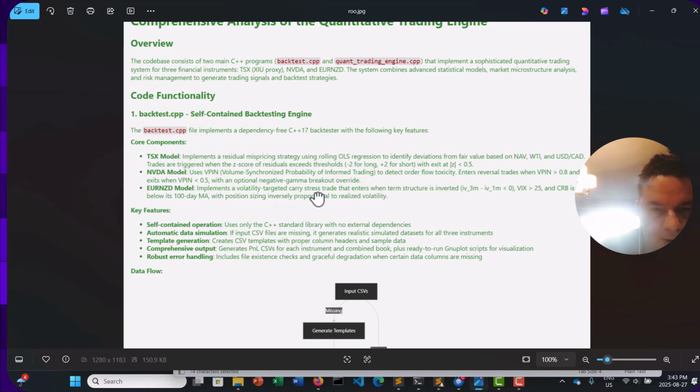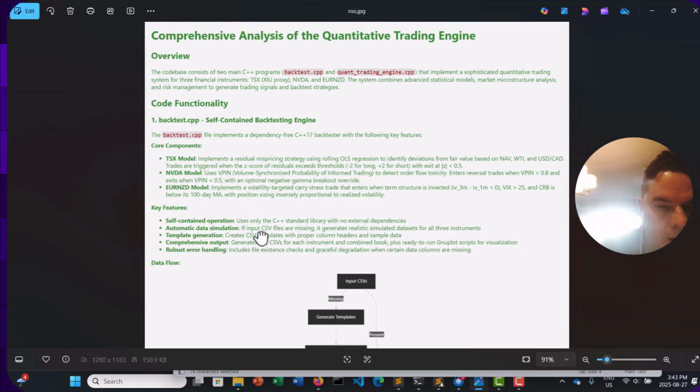Implements a volatility target stress trade that enters when the term structure is inverted. We've gone over this. These are the trigger points right here for the implied volatility. VIX, CRBs below 100 moving average, exercising inversely proportional to realized volatility. I'm impressed with the output of this.